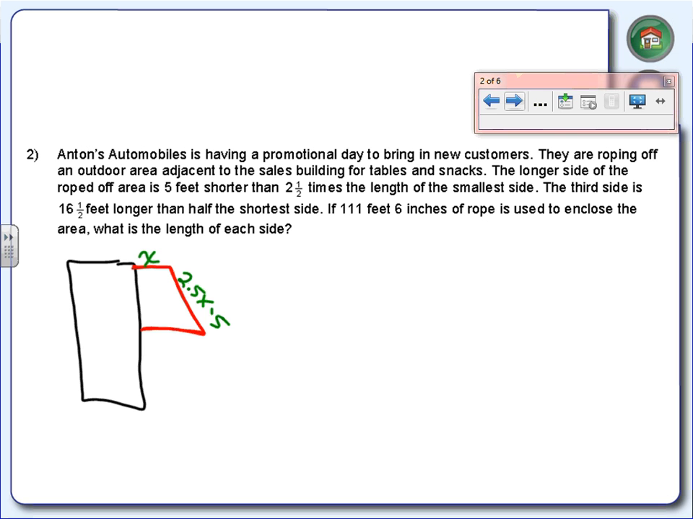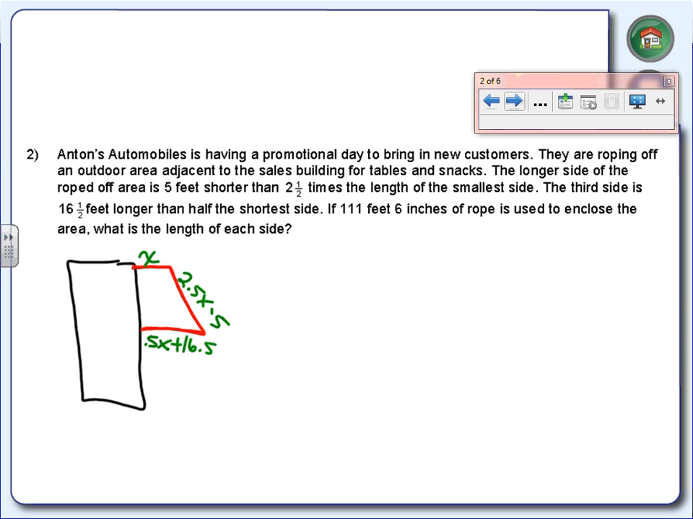Anisha, help us out. How am I going to write that expression for the third side? 6.5 feet longer than half the short side. Half x, or 0.5x, plus 6.5. There we have it.